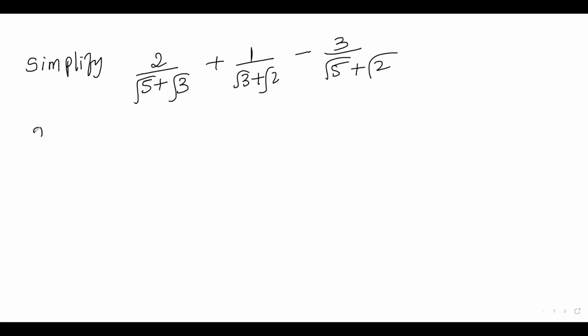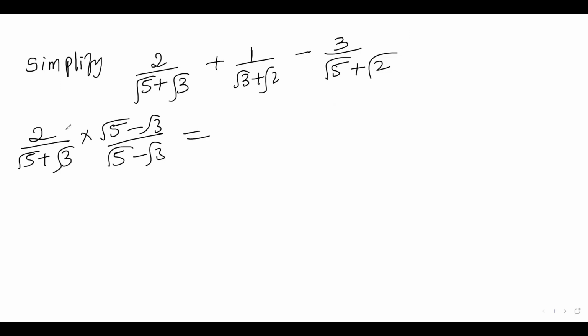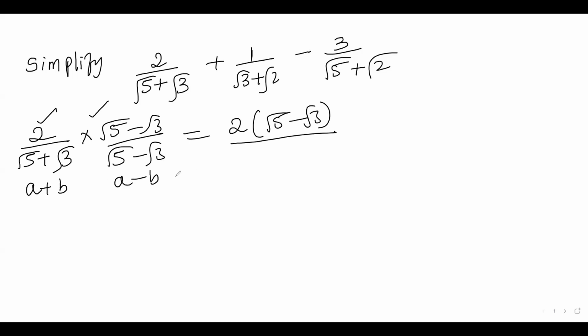First term is 2 by root 5 plus root 3. The rationalizing factor will be root 5 minus root 3. Should be multiplied and divided. So numerator into numerator. So we get 2 into root 5 minus root 3. Denominator is in the form of a plus b into a minus b, which can be written as a square minus b square. So we will get root 5 square minus root 3 square.